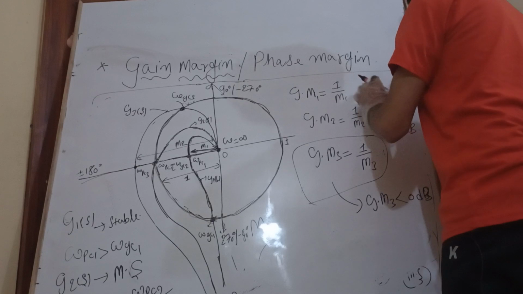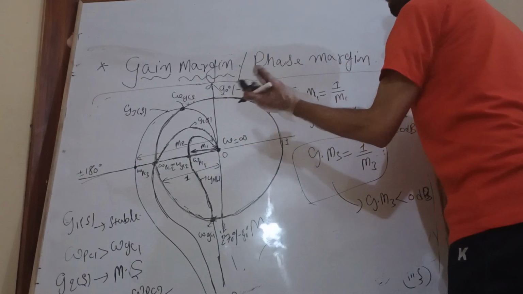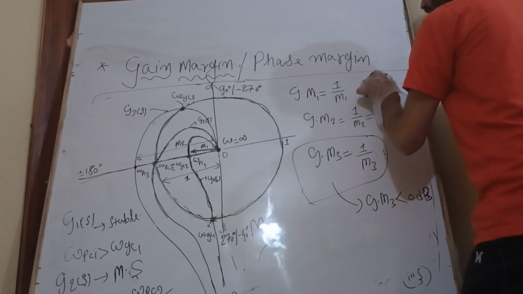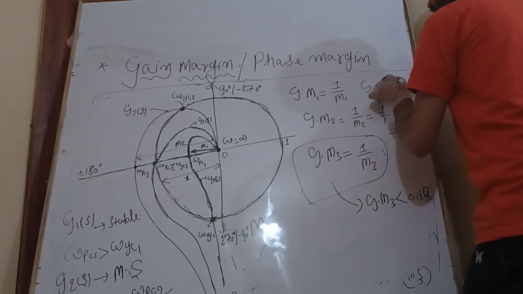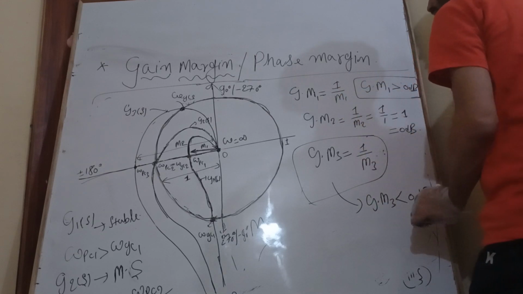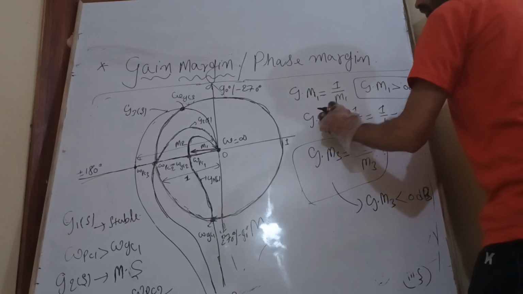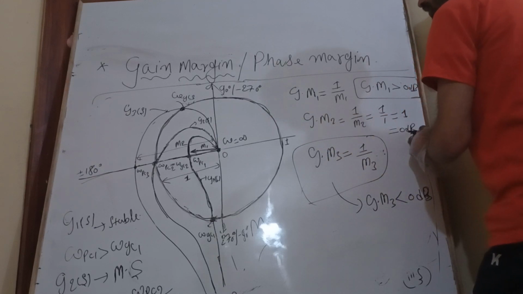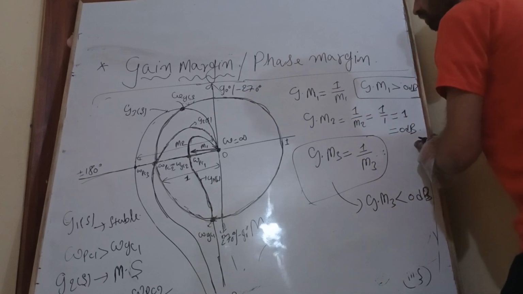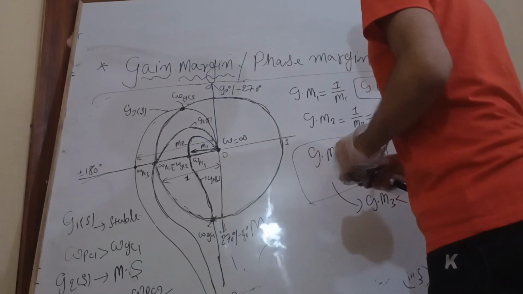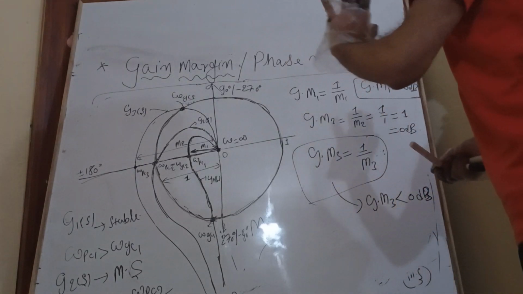Greater than 1 means dv is positive. So hence from here you can say that gain margin M1 is greater than 0 dB, so this system is stable. The gain margin for system 2 is 0 dB, so it is marginally stable, and system 3 is unstable. Okay, so this is about gain margin.